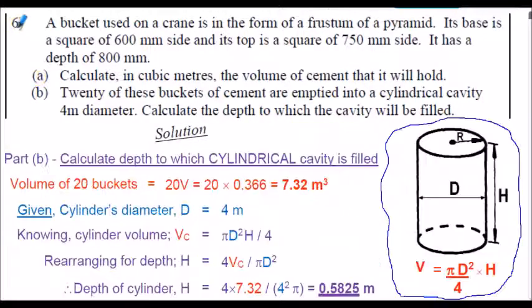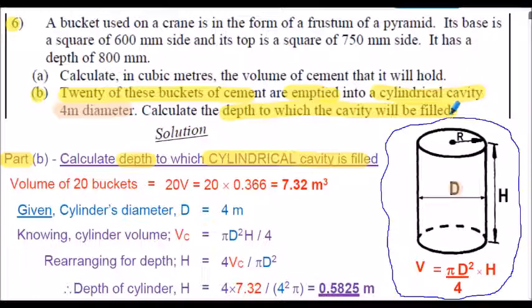In question 6 continued, this is part B here. Part B, we have to calculate the depth to which the cylindrical cavity is filled. So now we're considering this shape, a cylinder that's being filled with the concrete. We're told in the question that 20 of the buckets of cement are emptied into this cylindrical cavity of 4 meters diameter. Our diameter here is 4 meters. We've got to calculate the depth to which the cavity will be filled.